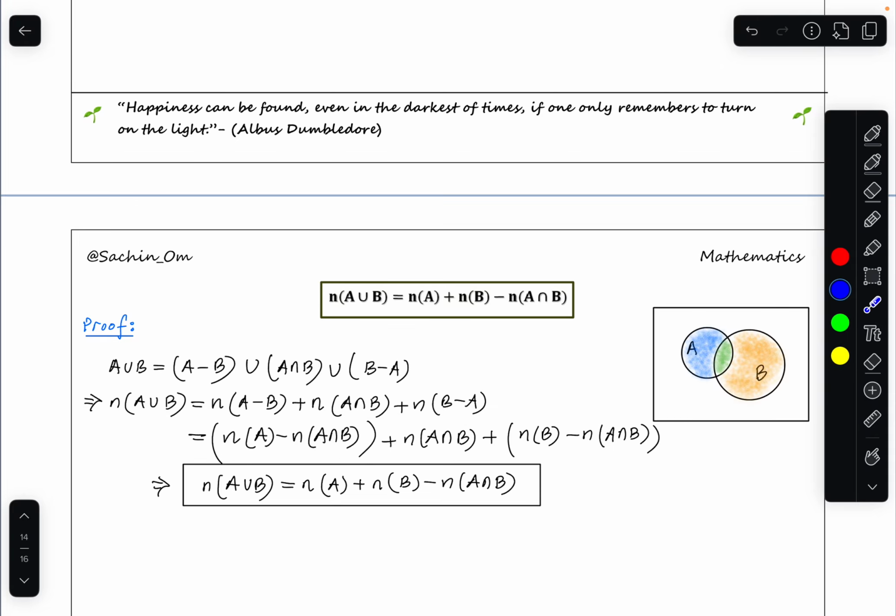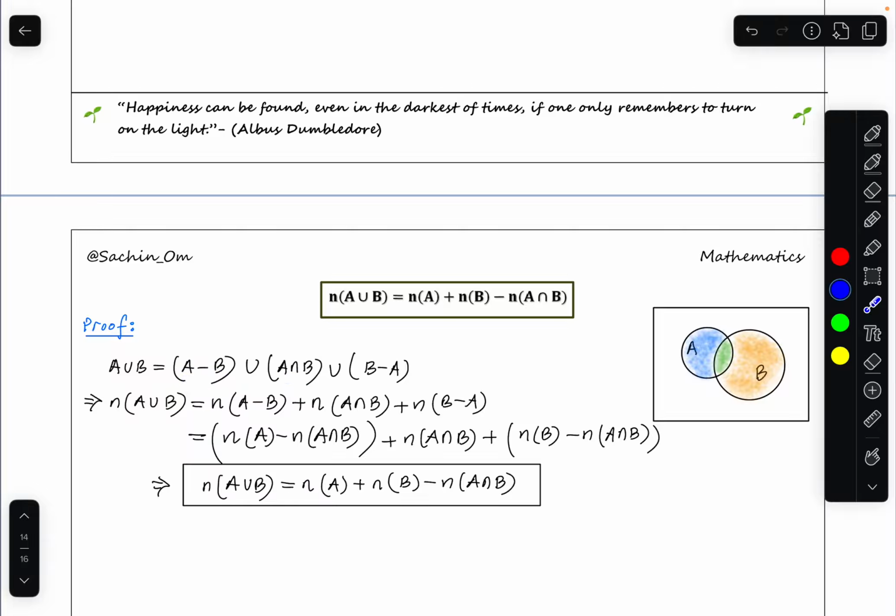So I started by saying the union of A and B is composed of three disjoint regions: A minus B, A intersection B, and B minus A. So to get the number of elements in the union, I can simply sum up the number of elements in the three disjoint sets here.